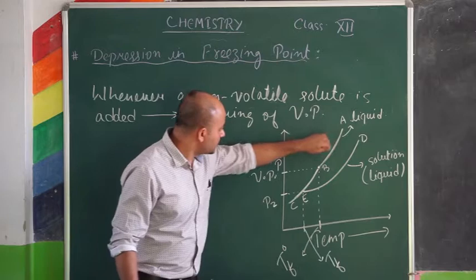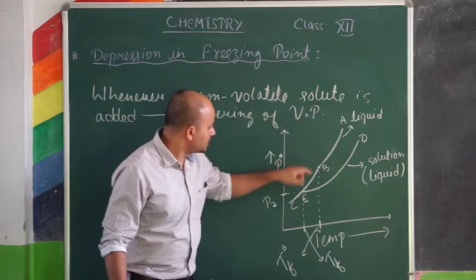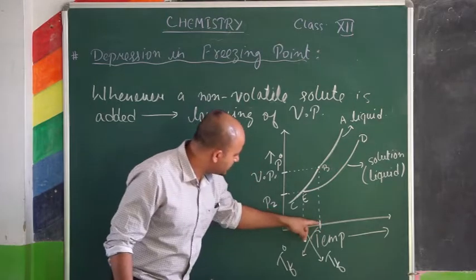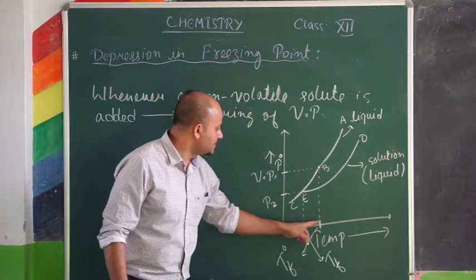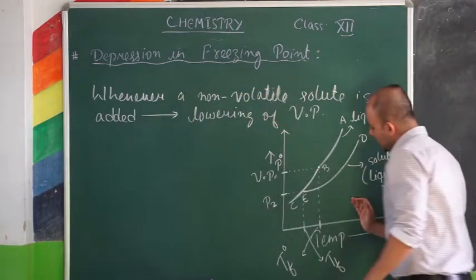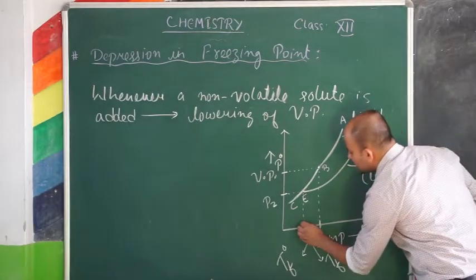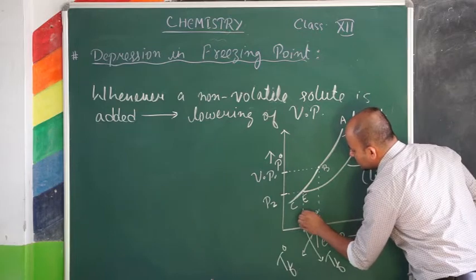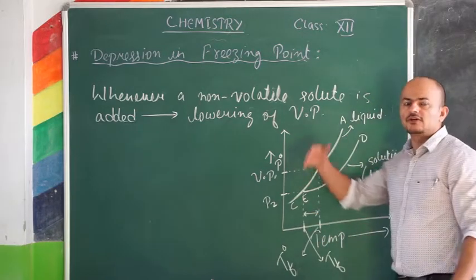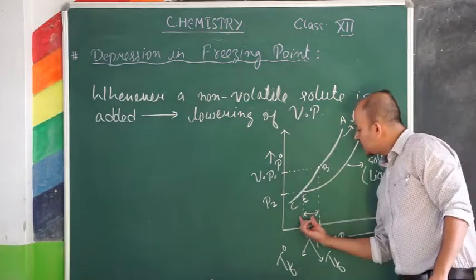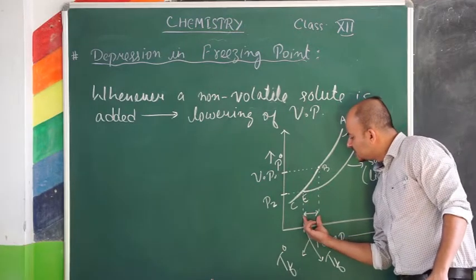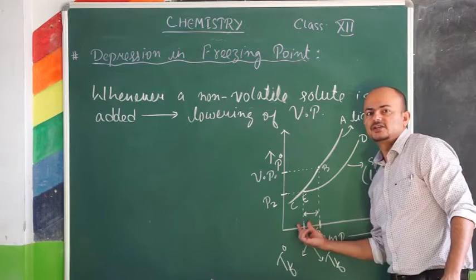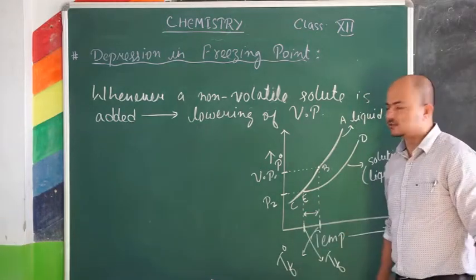Now for this pure liquid, the freezing point was at this particular point, and it is taken as T0F, which is more than the freezing point of the solution. So after adding a non-volatile solute, the temperature has decreased by this amount. That means there is this much decrease in temperature. Now this decrease in temperature can be calculated.